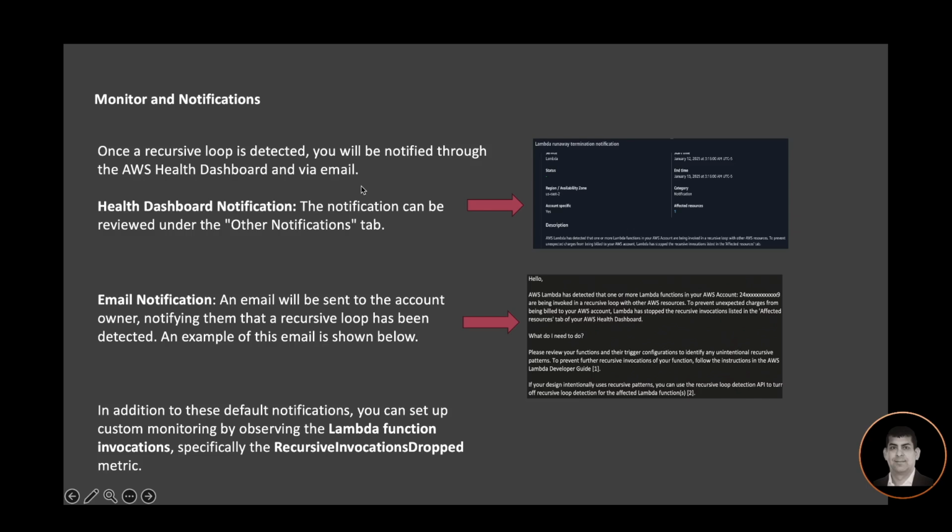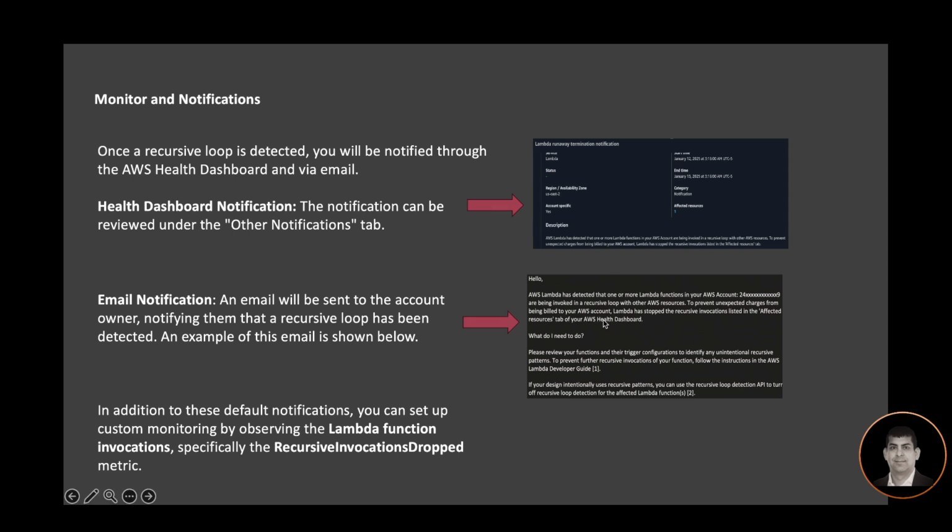So once the recursive loop is detected, like I stated before, you will be notified through the AWS Health dashboard and via email. So this is how the dashboard looks, right? If you go to your health dashboard, you will see a notification on the other notifications tab, and it will notify you that a recursive loop has been detected. And same thing for email. You will also get an email. There may be some delay in the email, but the email will be sent to the account owner notifying that a recursive loop has been detected.